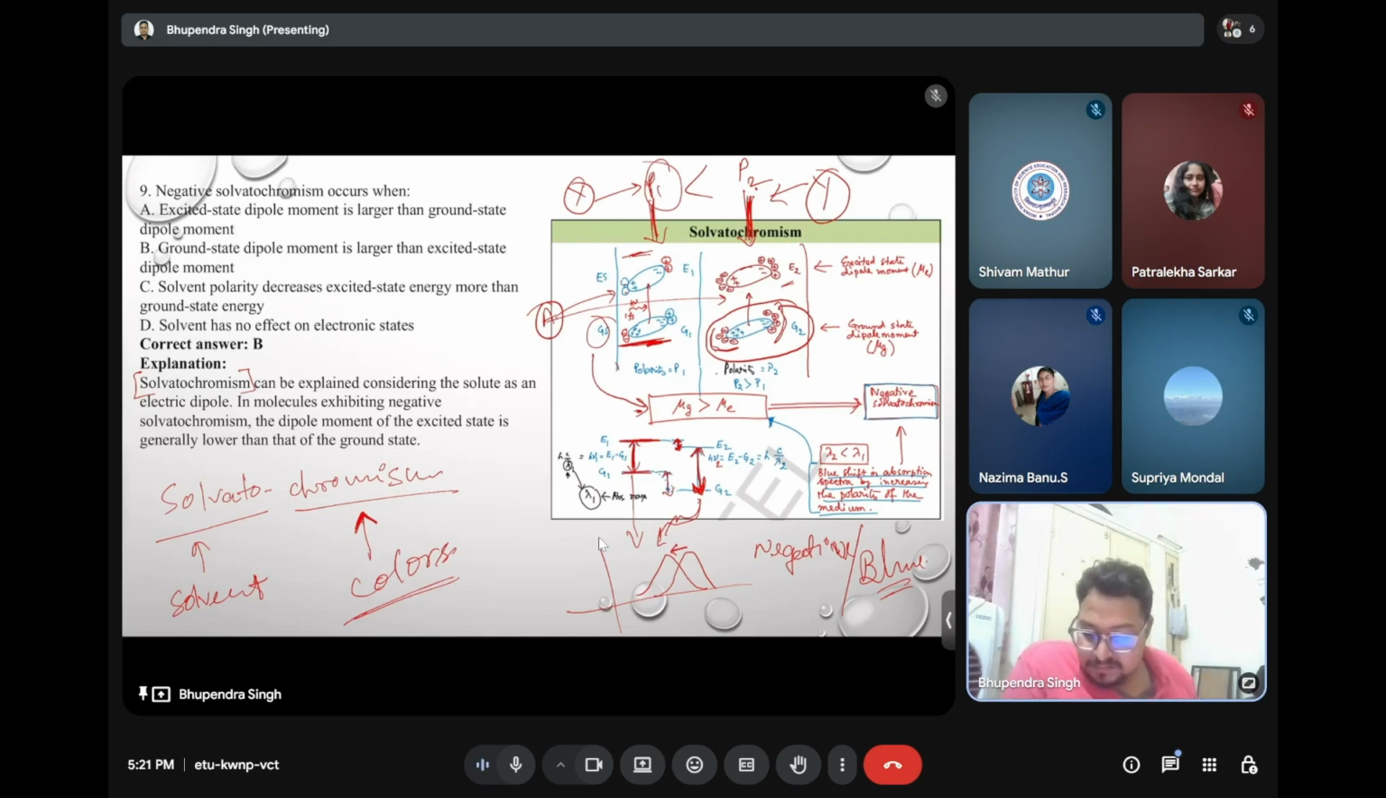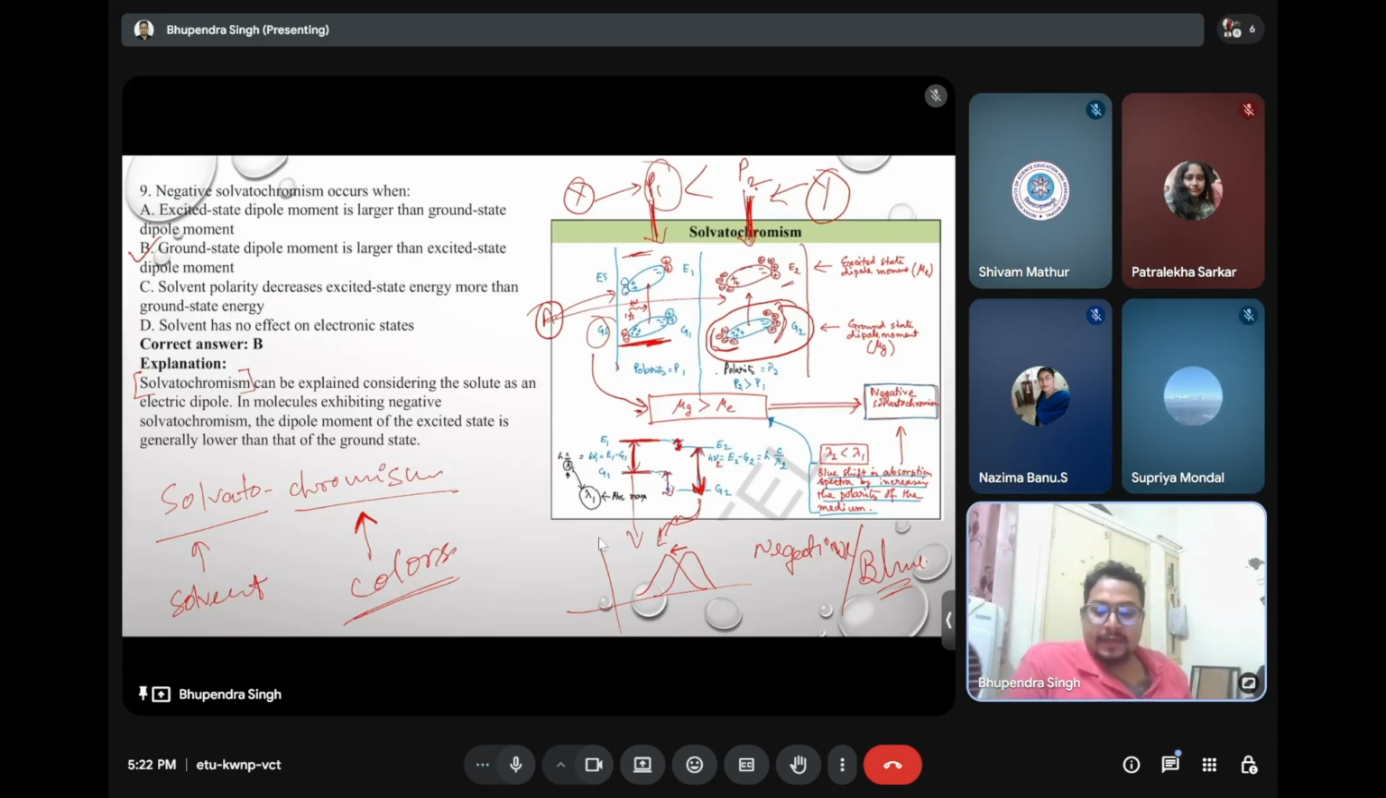So the answer to this is: the ground state dipole moment is larger than the excited state dipole moment, B. Solvatochromism can be explained considering the solute as an electric dipole. In molecules exhibiting negative solvatochromism, the dipole moment of the excited state is generally lower than that of the ground state. Okay, I think you have probably got it. If not, just tell me.